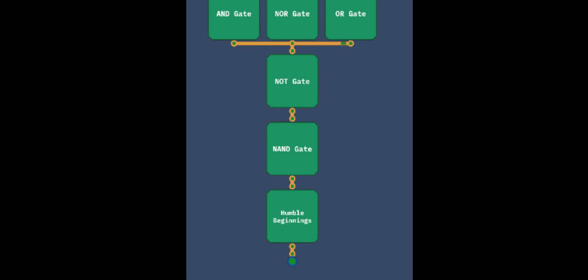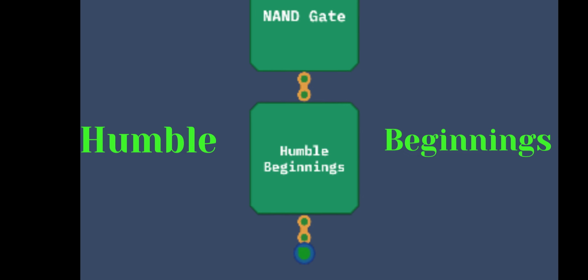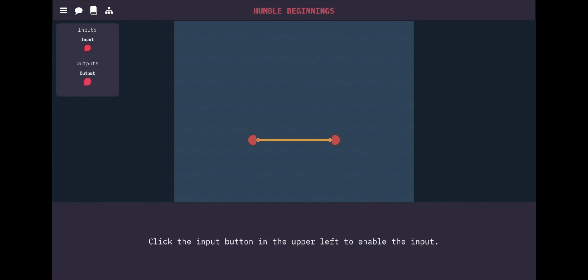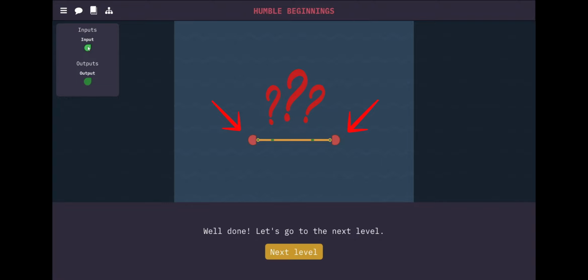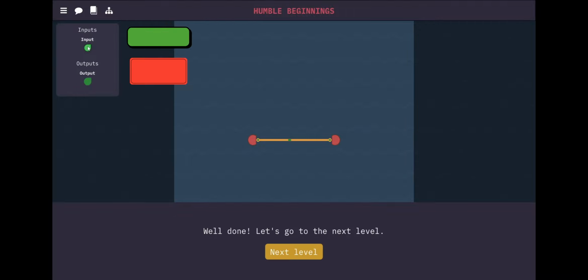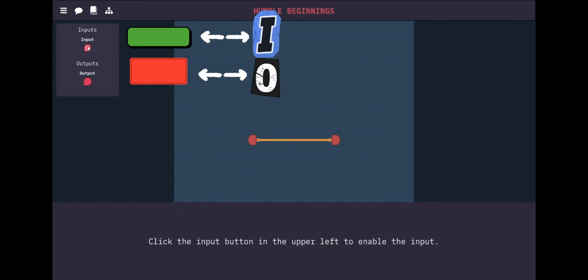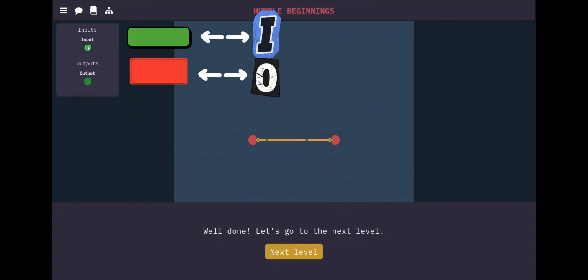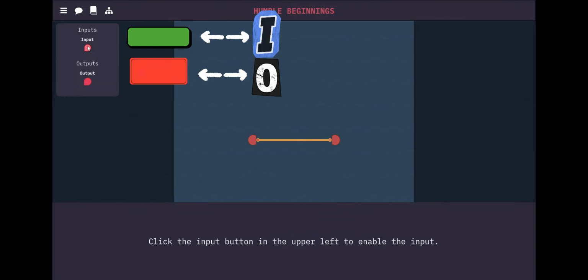The first level is called Humble Beginnings. All you have to do here is connect a wire from input to output. But what's actually happening? Those two colors you'll see constantly, green and red. Green means 1, red means 0. At the most fundamental level, these are the only type of information computers use to communicate with each other.